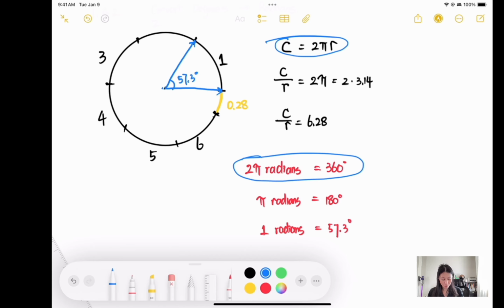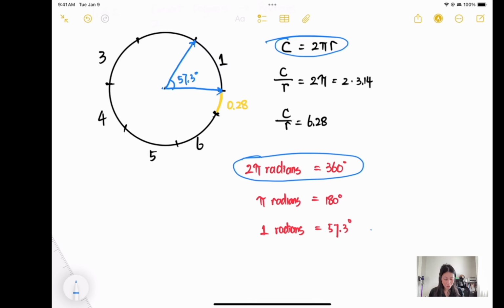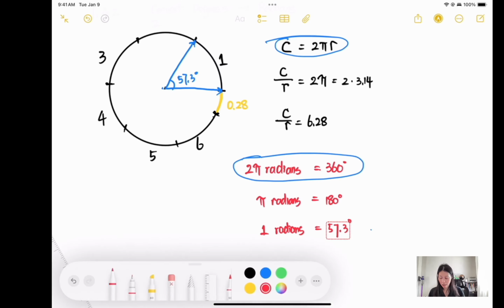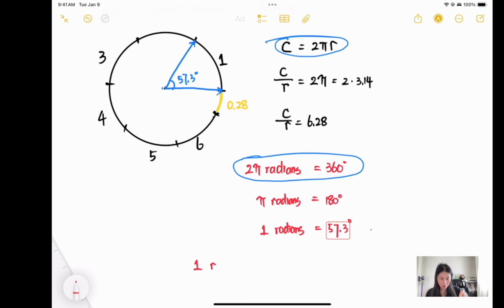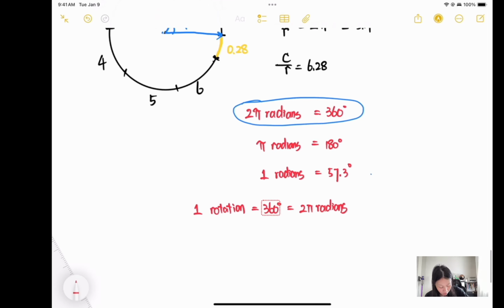So another way to view this is 2 pi radians is equal to 360 degrees. Another way to say it is one rotation, which means you rotate 360 degrees. Sometimes they call it one rotation, which also equals 360, right? If it's 360, that means it equals 2 pi radians. And then you can also divide it by half, so you get half a rotation, which is 180 degrees, equal to pi radians.